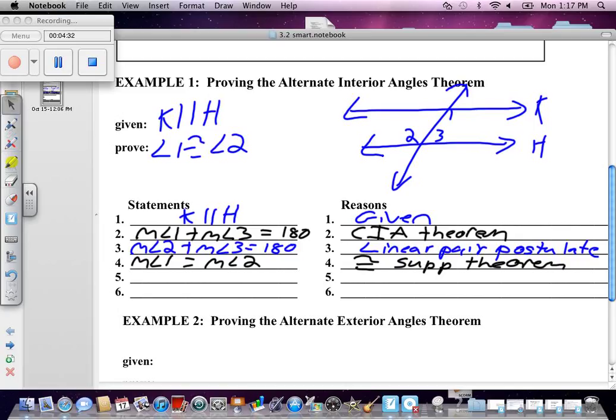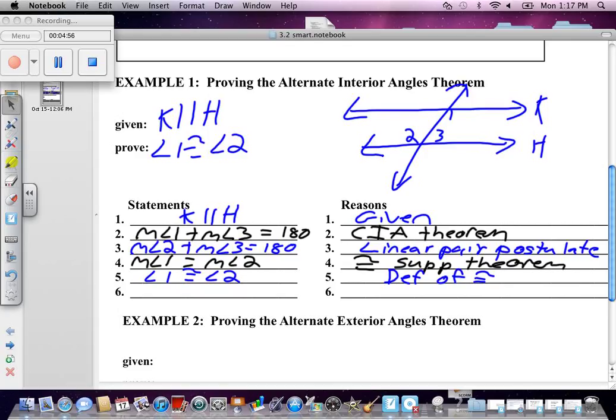So then we've just got to change this to angle 1 is congruent to angle 2. What do we call that when we change it from equal to congruent? Definition. Definition of congruence. Good. We got one more to do, guys. We're not going to do example 3. We're just going to do one more.